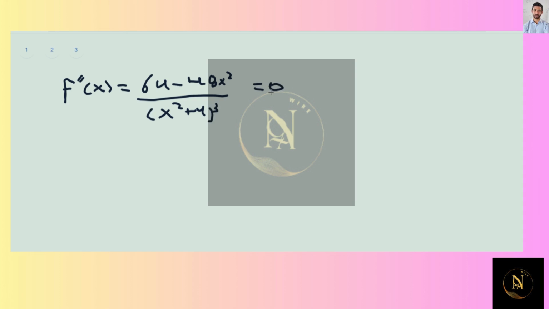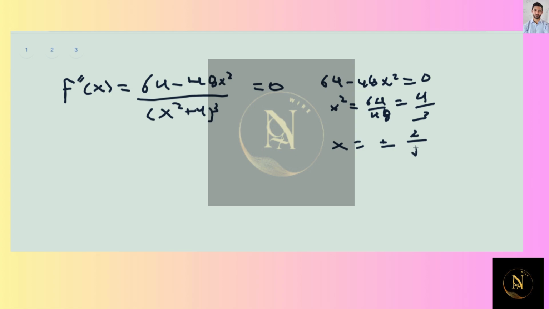We set this equal to 0, so you do 64 minus 48x squared equals 0. Then you'll get x squared is equal to 64 over 48, and that's the same thing as 4/3. So then you take the square root, and x is equal to plus or minus 2 over root 3, because the square root of 4 is 2.